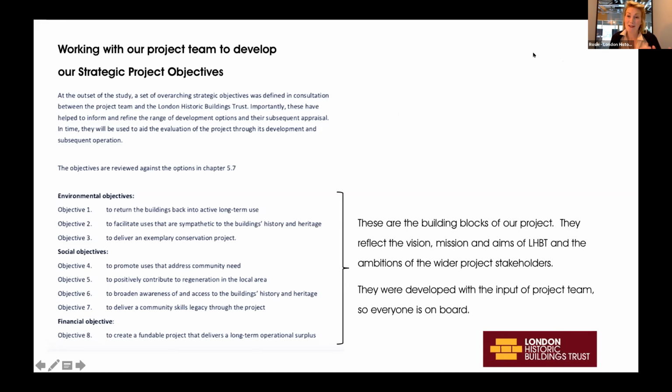The positive of approaching a project with these strategic project objectives is that absolutely everyone on your project team is on board with what you want to achieve. And these objectives carry through everything else you do in the next stages of your project.